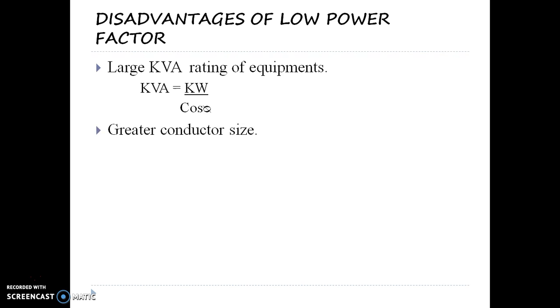The second disadvantage of low power factor is the size of the conductor will be greater, because power P equals line voltage into line current into power factor. From this formula we derive line current IL equals power divided by line voltage into power factor. From this, load current IL is inversely proportional to the power factor. This I will explain with a small example.